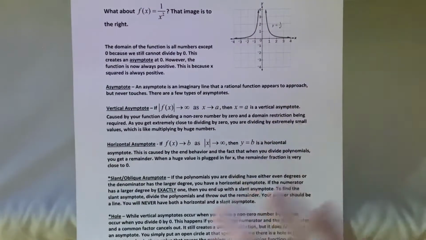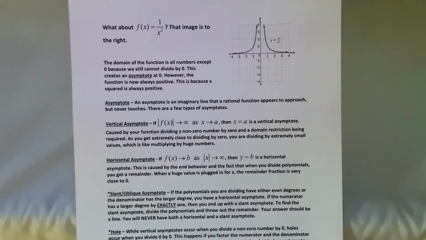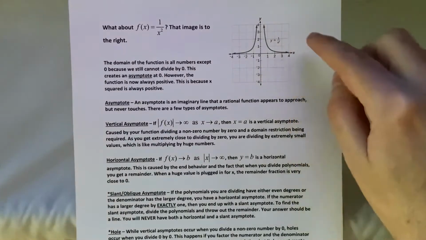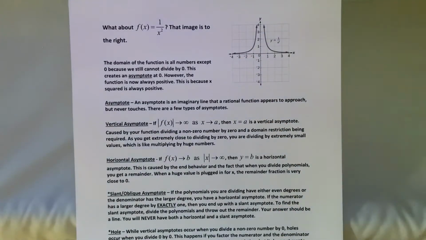Okay, 1 over x squared is also a basic graph. What's the difference between 1 over x squared and 1 over x? Well, remember that all terms, when you plug them into x squared, are non-negative. In this case, then we can't divide by 0, so they're all positive. So instead of going down on one side and up on the other, they both go up.